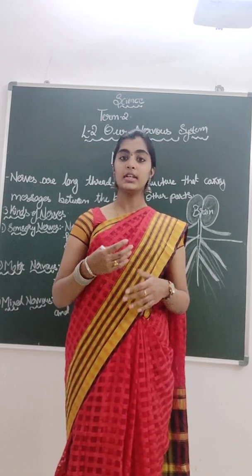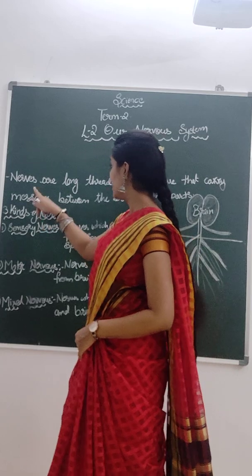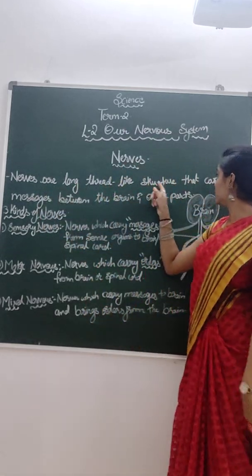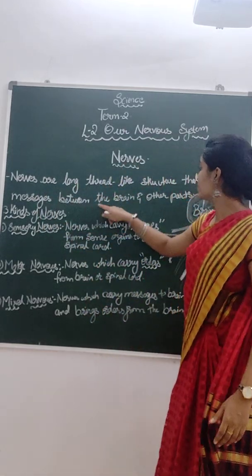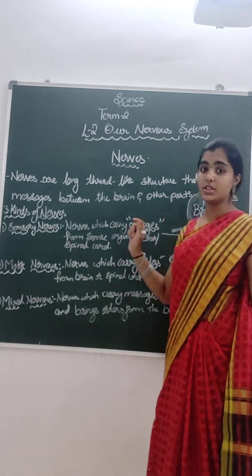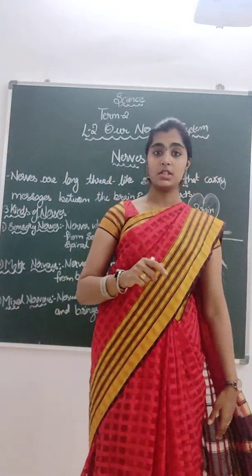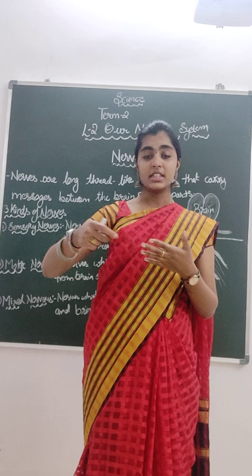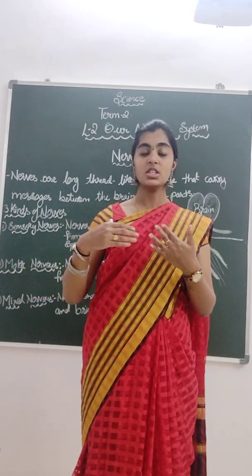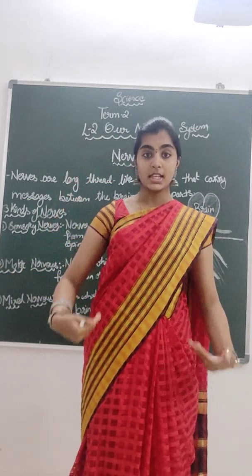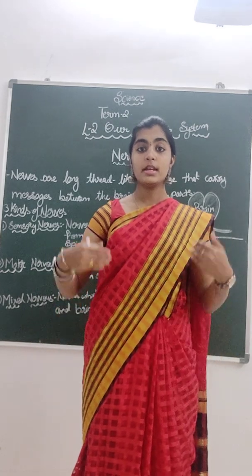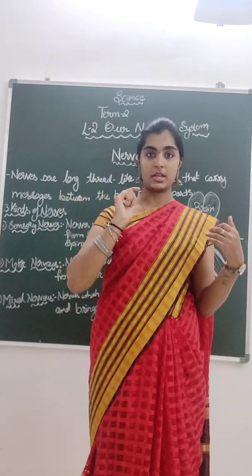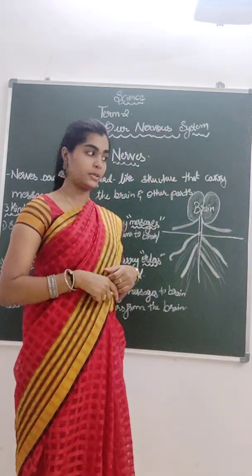Now let us go into the third topic, nerves. Nerves are long thread-like structures that carry messages between the brain and the other parts of the body. So what do you mean by nerve? Nerves are long thread-like structures which carry messages from the brain to all the other body parts and from all other body parts to the brain. Now let us see how it happens.